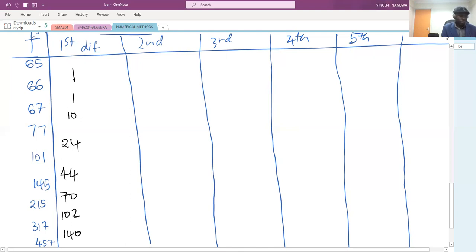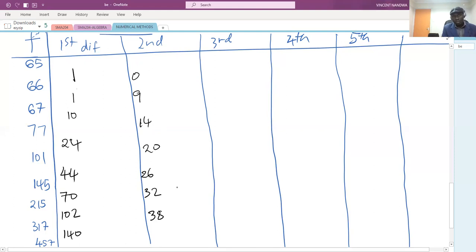Second difference: 140 minus 102 gives us 38. 102 minus 70 gives us 32. 70 minus 44 gives us 26. 44 minus 24 gives us 20. 24 minus 10 gives us 14. 10 minus 1 gives us 9. 1 minus 1 gives us 0.